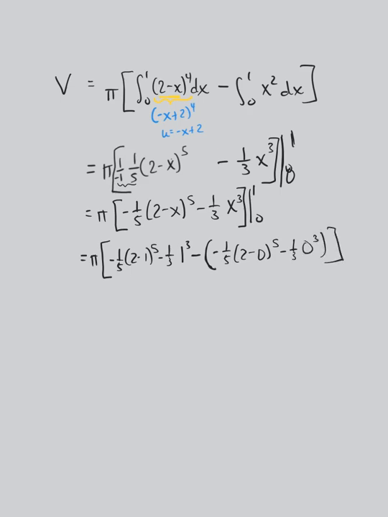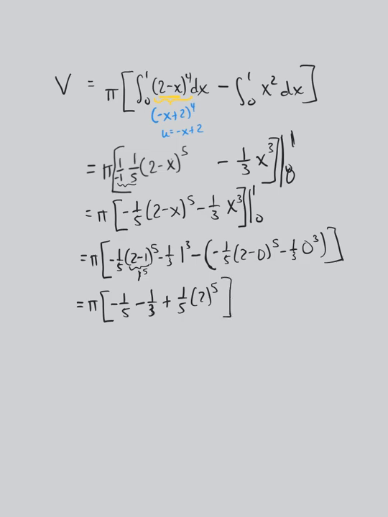Okay, now that's a 2 minus 1 right there. All right, and so this is just 1 to the fifth, which is just 1, right? So we have pi times -1/5 minus 1/3, because I'm just multiplying by 1. Notice that I have these two pluses right here when I distribute that negative. And so that's going to make that a plus 1/5 times 2 to the fifth. Okay, down here at the end, we just have a 0, so it's going to go away. And so that's our answer.